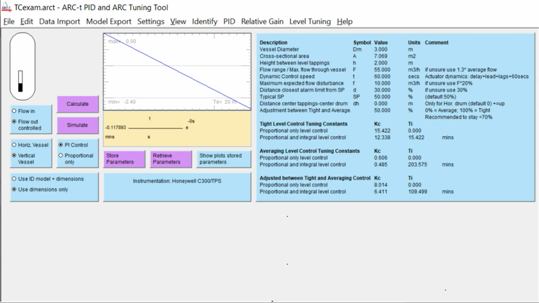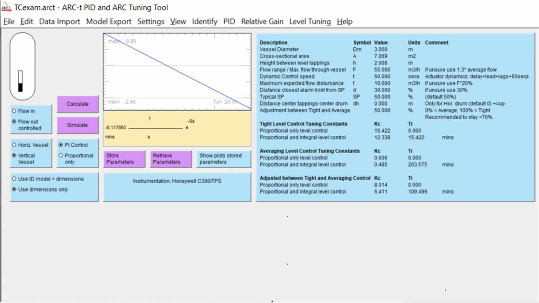A level controller is a special case because it's a non-self-regulating process and you can't use the same tuning rules that you used for steady processes, such as flows, some pressures and temperatures. Instead, ARC-t has a special function for levels. It allows you to set up the tuning in one of two ways.